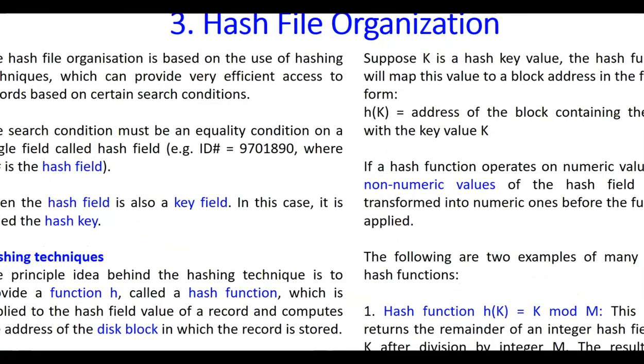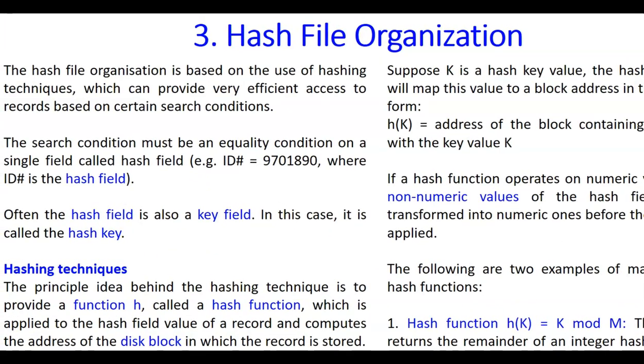So we go to hash file organization. Hash file organization is based on using a hashing technique. So you have a hash field, which is also the key field, and the key field is the one that we are going to use to search for the records. So the search condition must be an equality condition on a single field, which is called a hash field. So for example, this could be your hash field or the hash key.